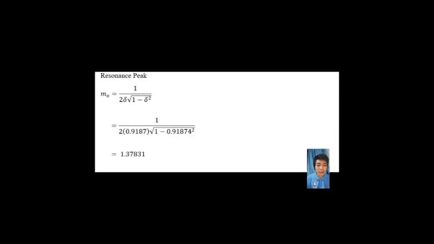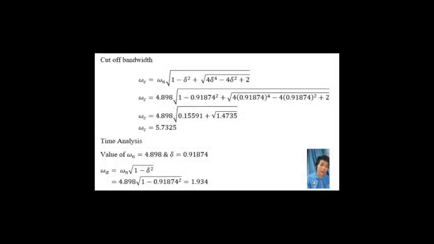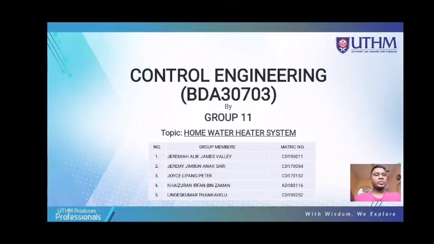After doing the calculation, we can now calculate the resonance frequency, which then lets us find the resonance peak, the cutoff bandwidth, peak time, and peak overshoot. As you can see, the calculations are as follows. That's all. Thank you.